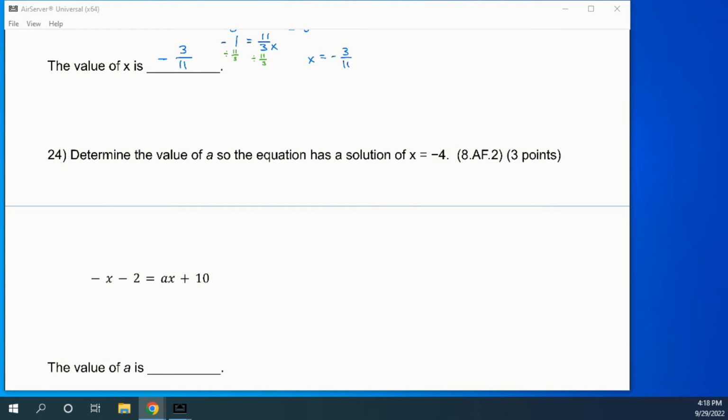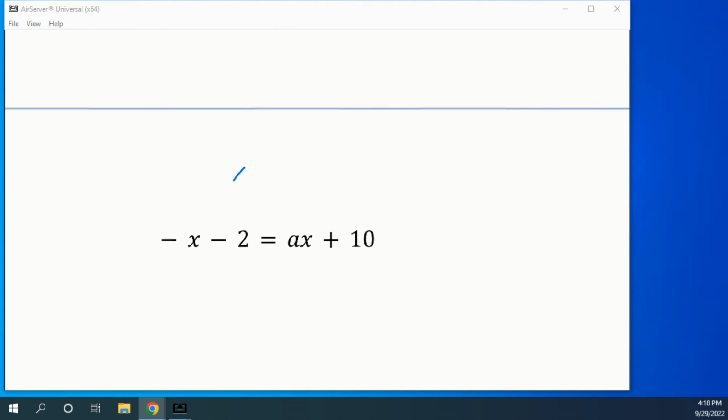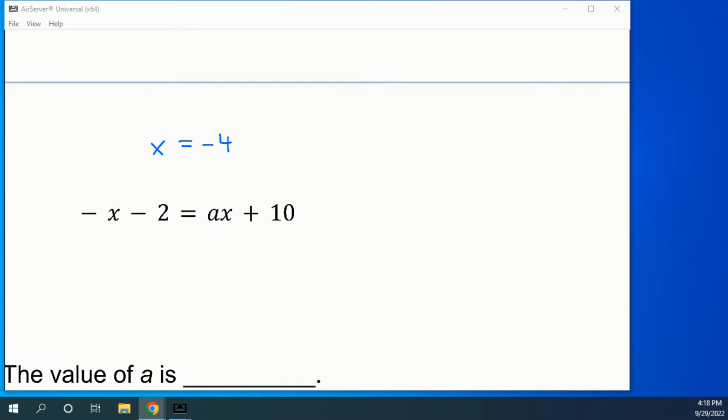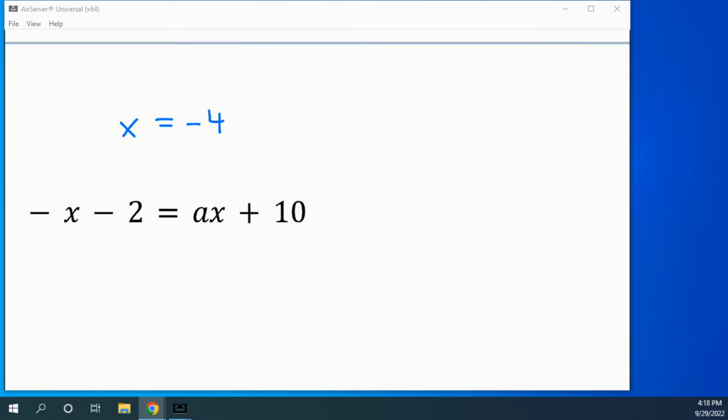That's okay. Determine the value of a so the equation has a solution of x equals -4. I'm going to rewrite that down here, x equals -4, just so I don't have to keep flipping back and forth. If x is -4 and I directly substitute in, what this says is this. This has been throwing people off. I'm going to throw a coefficient in there. And anytime you have a coefficient, you are going to multiply that coefficient by the variable.